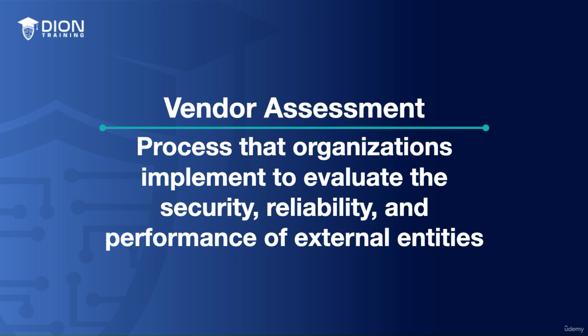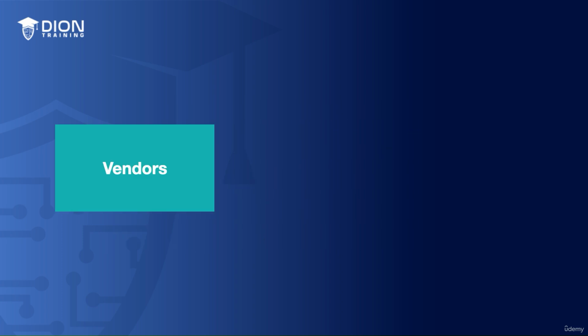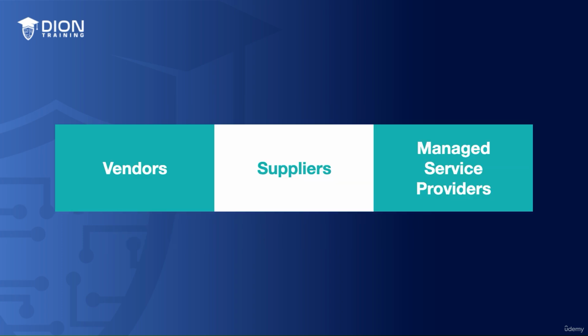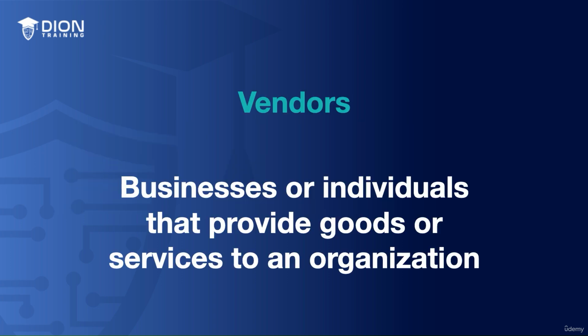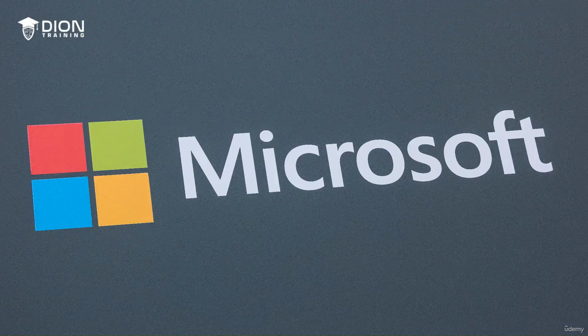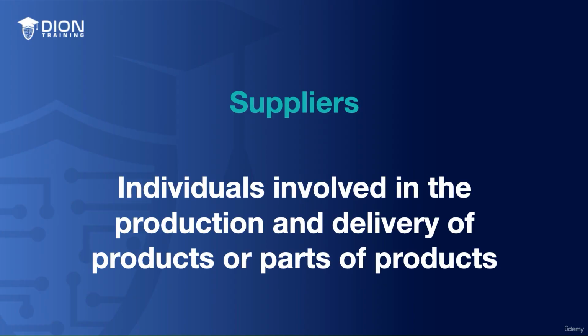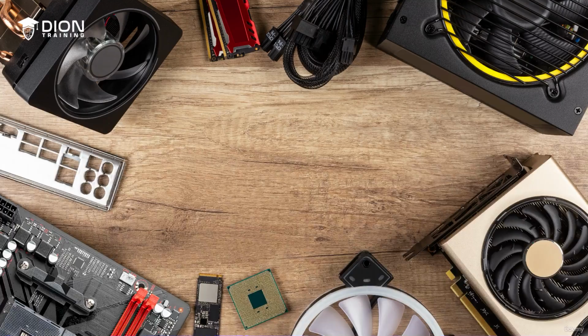Now, first, let's classify the primary entities that are often under the purview of vendor assessment. This includes vendors, suppliers, and managed service providers, known as MSPs. Now, vendors are typically businesses or individuals that provide goods or services to an organization. Think of software providers like Microsoft or Oracle, which your organization might rely on for an enterprise solution. Next, we have suppliers. And suppliers are typically going to be involved in the production and delivery of products or parts of products. For instance, a computer manufacturer might have multiple suppliers, with one providing processors, another providing memory, another providing hard drives, and things like that.